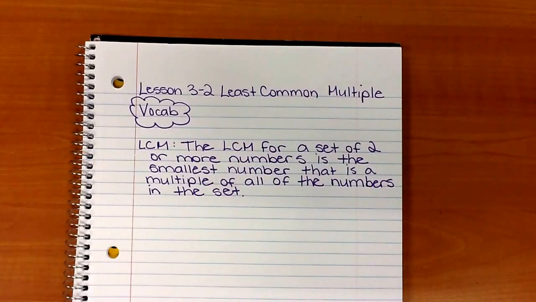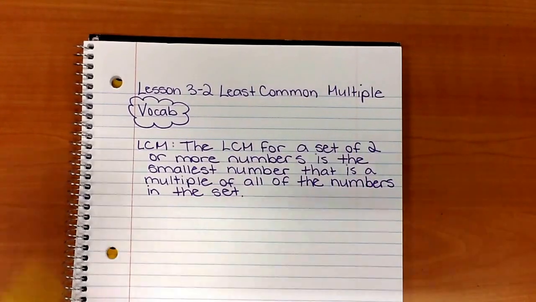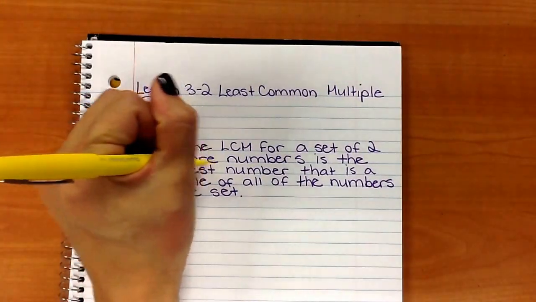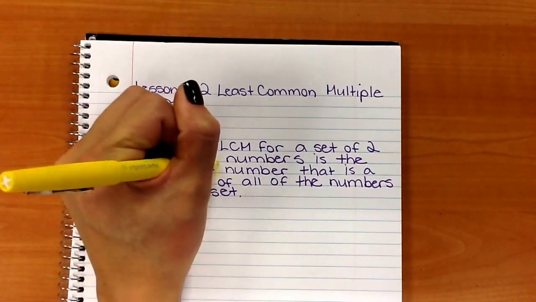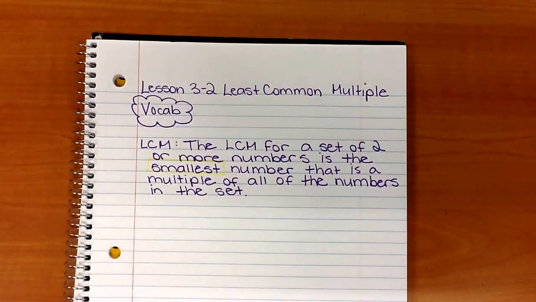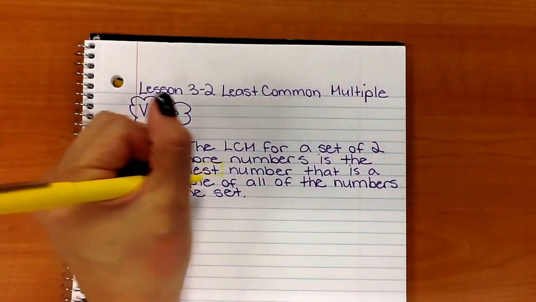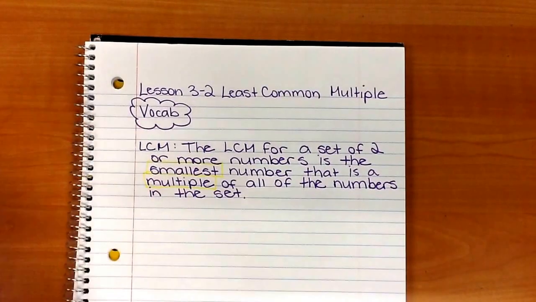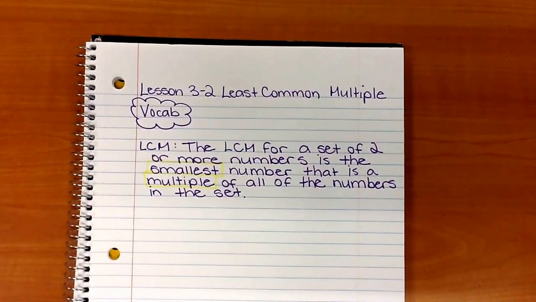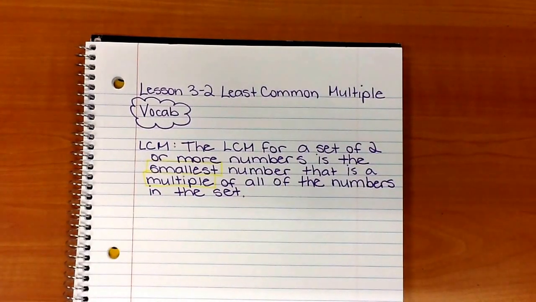The LCM for a set of two or more numbers is the smallest number that is a multiple of all of the numbers in this set. So the thing I want you to really remember here is that the LCM is the smallest number that is a multiple of all of the numbers in this set. So we're not looking at factors this time like we did yesterday. We're looking at multiples.